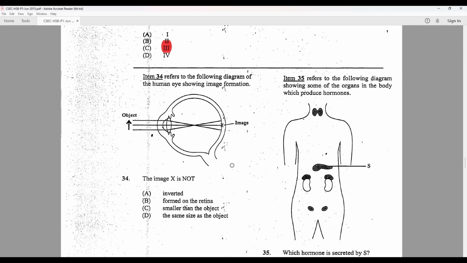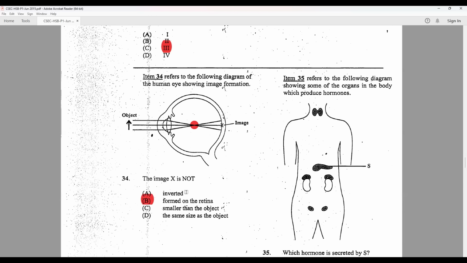Item 34 refers to the following diagram of a human eye showing image formation. This is the human eye. The image X is not... this is the retina. This location is the retina, but remember, the image is quite here. This is where the image has been formed. So the image is not formed on the retina. All right? It is not formed on the retina.